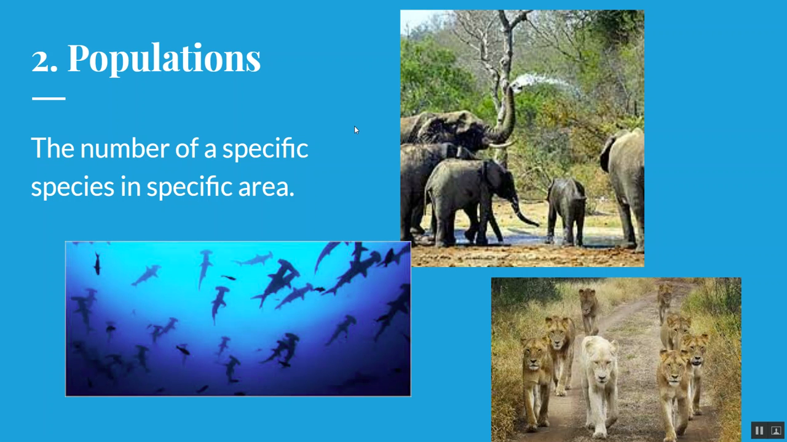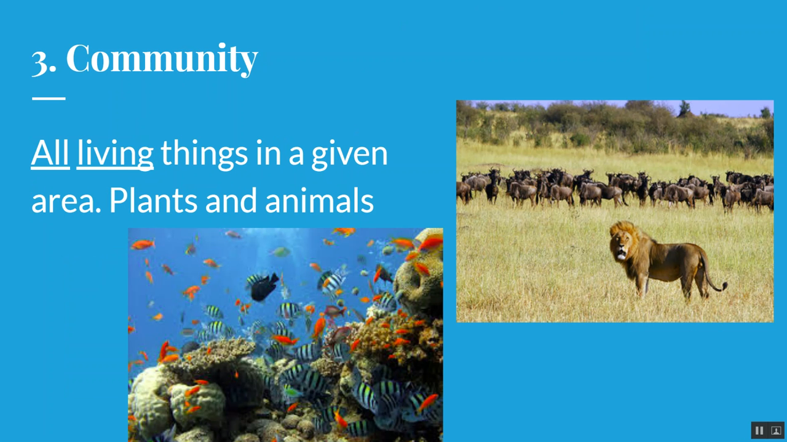When you put different populations together of different plants and animals, you have a community. So a community is all living things in a given area, plants and animals, fungus, bacteria, anything that's alive. So in this picture here, all of the fish, all of the coral, all of the other little plants that I can't see in here, that makes up the community. It's all the living things. And our picture over here, the lions, the wildebeest, the grass, the shrubs, the bushes, the trees, and all the insects and other things we can't see, that makes up the community. All of the living things.